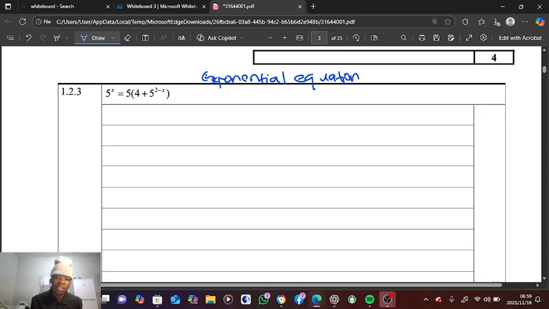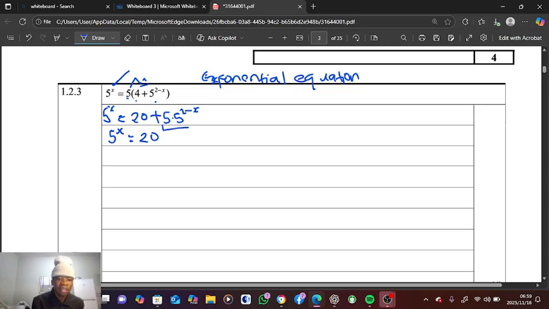So in an exponential equation, we can see that our exponent is a variable that we are looking for. Firstly, we have to multiply this positive 5 into the bracket. So we'll have 5 to the power of x is equal to 5 multiplied by 4, which is 20, plus 5 multiplied by 5 to the power of 2 minus x.